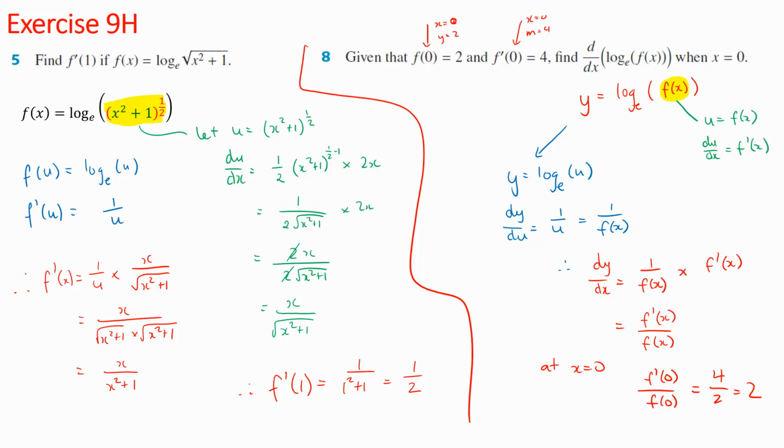There you go. Question 8. Small notations. Chain rule.